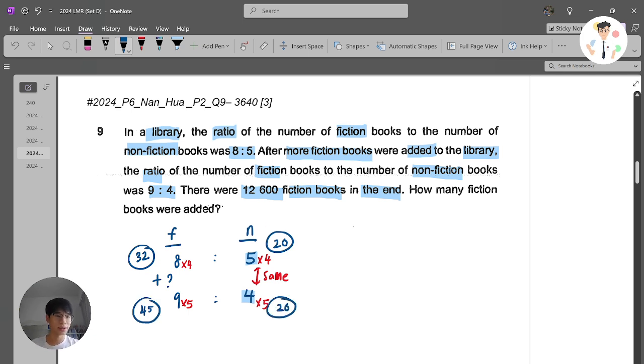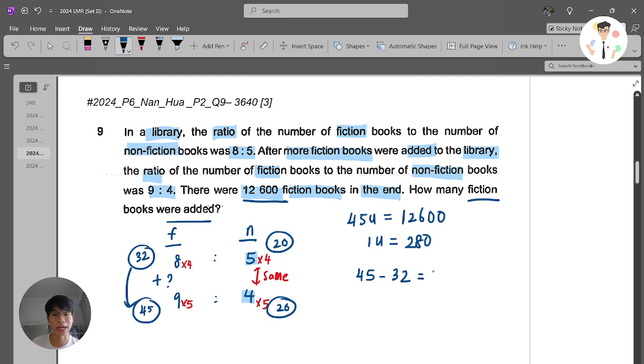And you can now actually try to compare. 12600 is actually 45 units. So 45 units is equal to 12600. So 1 unit is equal to, press on the calculator, and you should get 280. And the question now asking, how many fiction books were added? So 32, how to become 45? Let me just minus. 45 minus 32, I know it actually increases 13 units. So 13 units is equal to 280 times 13, and the answer is 3640. And that would be my final answer.